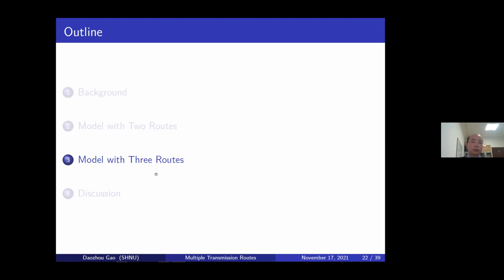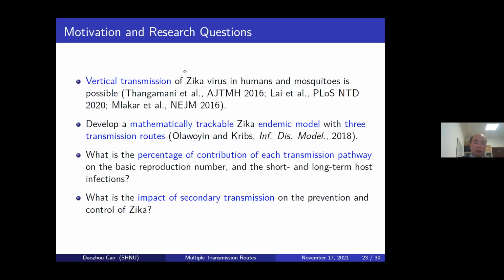Recent studies find that Zika virus can also be transmitted vertically in mosquitoes. So we aim to develop a mathematically tractable Zika endemic model with three transmission routes: the vector-borne transmission between humans and mosquitoes, the sexual transmission within humans, and the vertical transmission within mosquitoes.